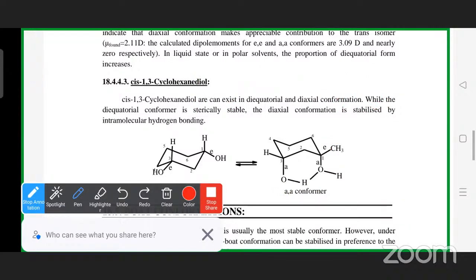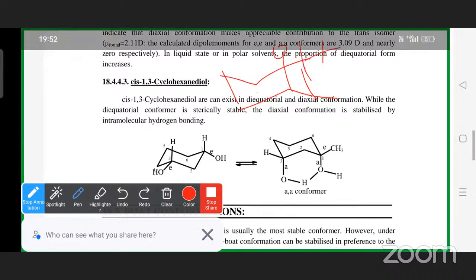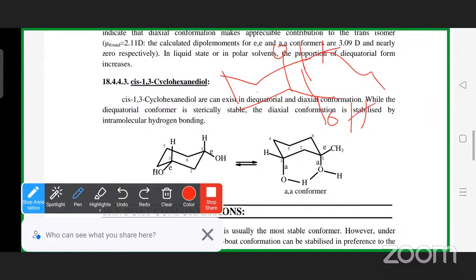In the 1,2, where the hydroxy groups are like this, these are far away, so no hydrogen bonding is possible here. But here in the 1,3, this is 1,2 and 1,3, where in this diaxial it is able to form the hydrogen bond. And here in the 1,3 diequatorial, it's far away, so they would not form the hydrogen bond.